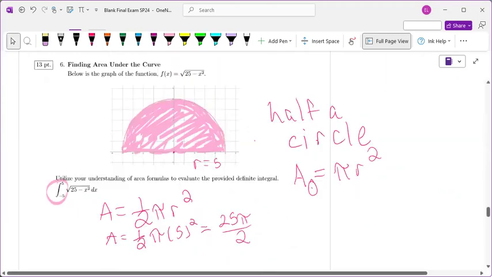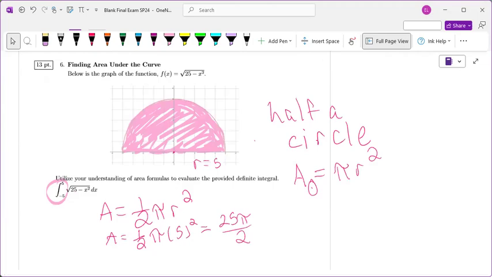Why do I know that? Because that graph is half a circle and the radius is 5. That we can see by inspection from the picture. So this is effectively a Cal 2 question, but we just barely got to this, so it's an end of Cal 1 question as well.